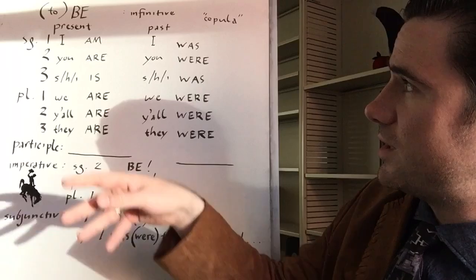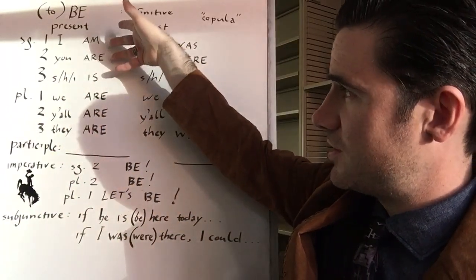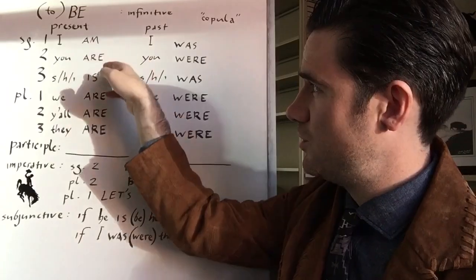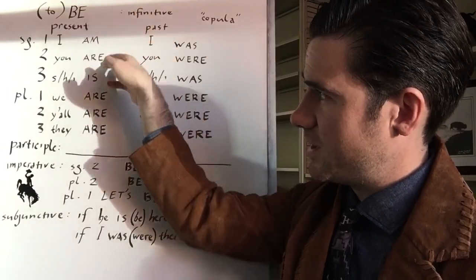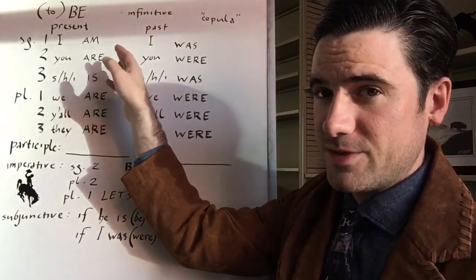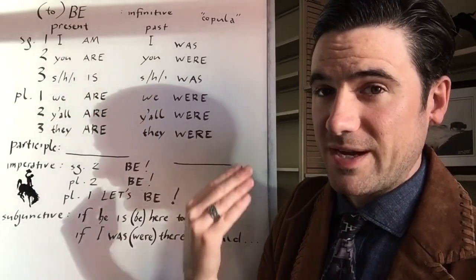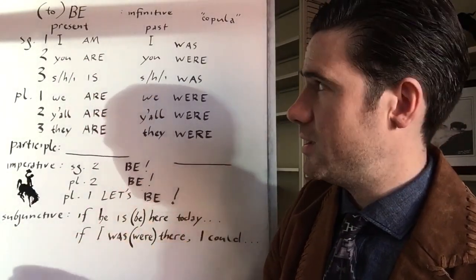So notice already in the present singular, there's 3 different forms here, right? Your average verb has 2 forms, a first and second and then a third, but English to be is the only verb in our language that has a separate form for all 3 of these. I am, you are, he is.